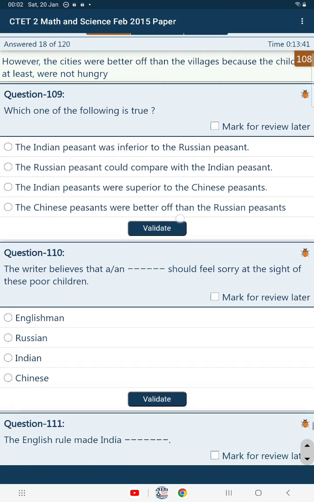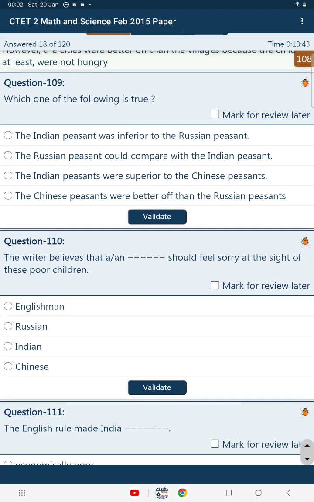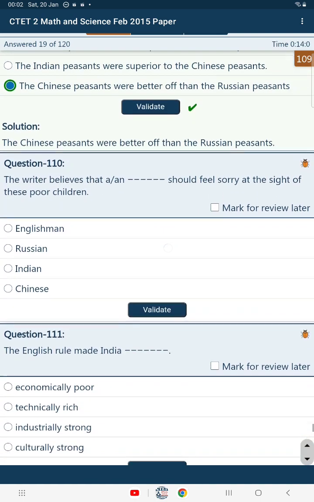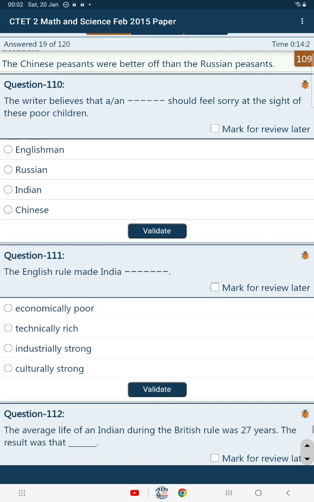Which one of the following is true? The Indian peasant was inferior to the Russian peasant. The Russian peasant could compare with the Indian peasant. The Indian peasants were superior to the Chinese. The Chinese peasants were better off than the Russian. The Chinese peasant better than the Russian.